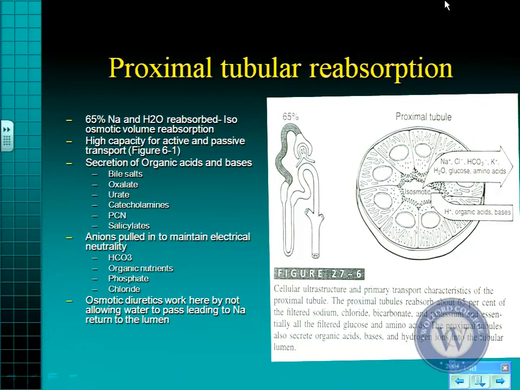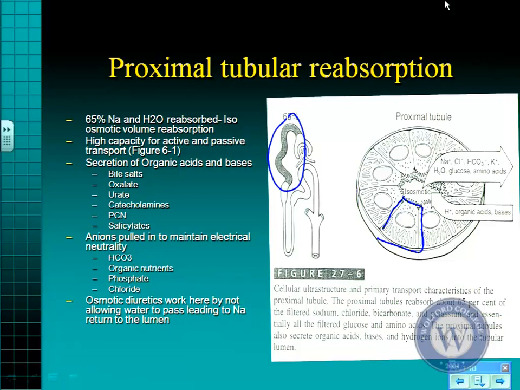And the reason these cells are so capable of doing this in this area is because if you look at them, they're cuboidal cells. They're specialized cells that their job simply is to pull back molecules. So they have a huge amount of ATP utilization. The other thing they're able to do in the proximal tubules, they're able also to secrete things like organic acids and bases. The anions that are pulled in to maintain electrical neutrality are also being pulled as a consequence when the sodium gets pulled, things like bicarbonate, organic nutrients, phosphate, and chloride.